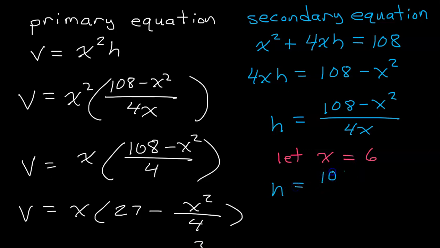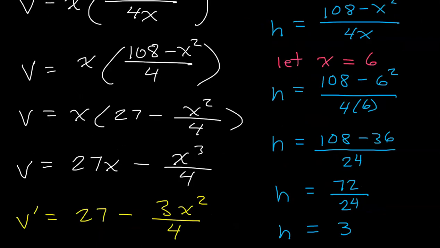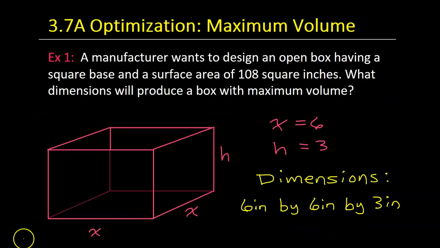So h is equal to (108 minus 6 squared) over 4 times 6. That gives us 108 minus 36 divided by 24. So that's 72 divided by 24. So h is equal to 3. So with x equal to 6 and h equal to 3, the dimensions of the box that will maximize the volume are 6 inches by 6 inches by 3 inches.